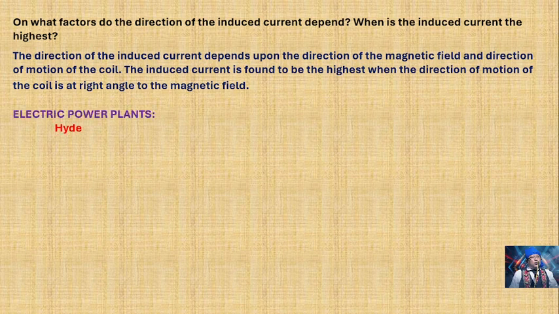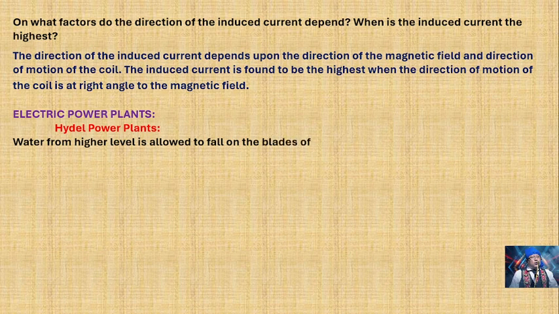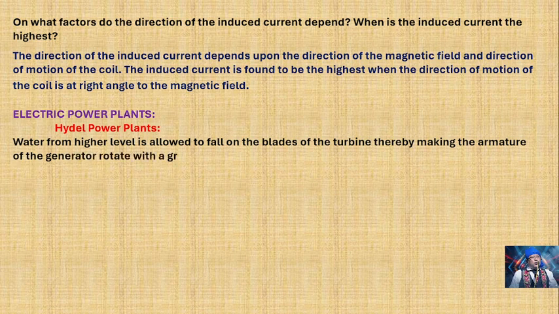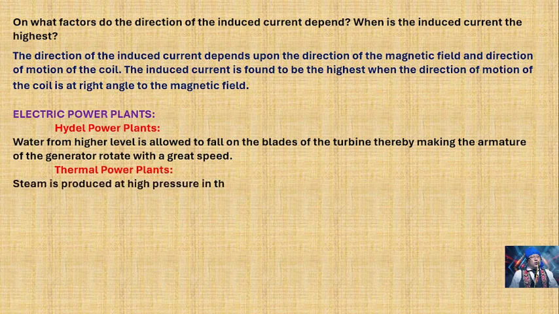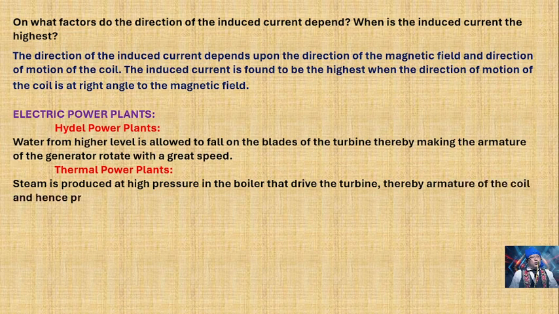In electric power plants, in hydel power plants, water from higher level is allowed to fall on the blades of the turbine, thereby making the armature of the generator rotate with a great speed. Thermal power plants, steam is produced at high pressure in the boiler that drives the turbine, thereby rotating the armature of the coil and hence producing electricity.